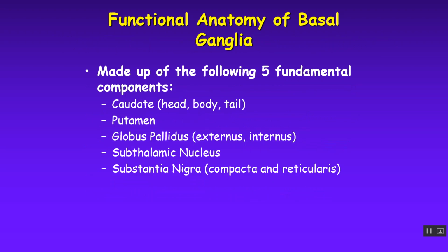We've talked about the functional anatomy of the basal ganglia. It's got 5 fundamental components: the caudate, which has a head, body, and tail; the putamen; the globus pallidus, which has an external and internal segment; the subthalamic nucleus; and then the substantia nigra, which has a pars compacta and a pars reticularis. It's got two parts, a compacted part and a reticularis. So pars compacta and reticularis. And substantia nigra means black substance. It's darkened because dopamine has the melanin in it, which makes it look dark. That neurotransmitter has a dark look to it.